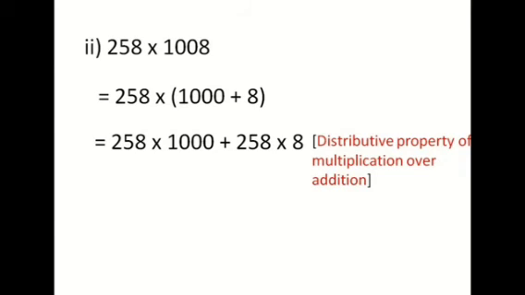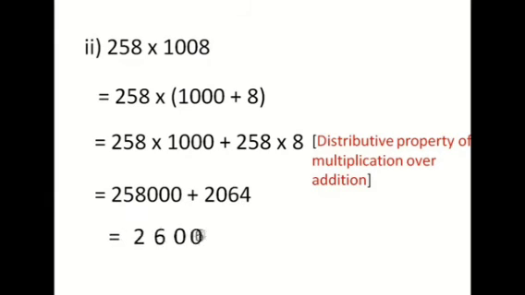Now you will do the multiplication part, means 258 into 1000 plus 258 into 8. So please write the product here. So 258 along with 3 zeros plus, here if you do 258 into 8 you will get as 2064. So finish up the addition part. So the final answer is 260064. I hope all of you are very much clear with this kind of sums.